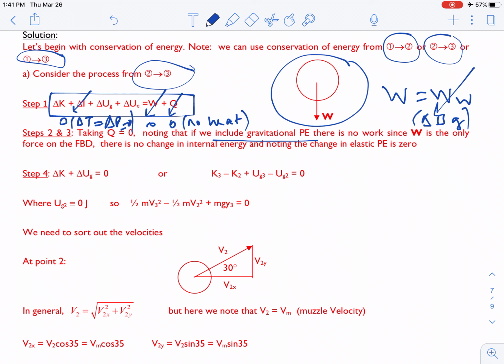Okay, so what do we have between 2 and 3? Again, this is the focus. Do we have a spring? Just because the problem has a spring doesn't necessarily mean there will be an elastic potential change, and we don't have a spring between points 2 and 3, so that goes away as well, because I'm going to say no spring between 2 and 3.